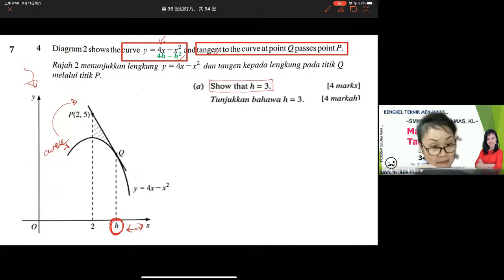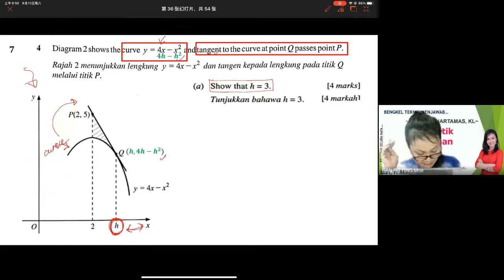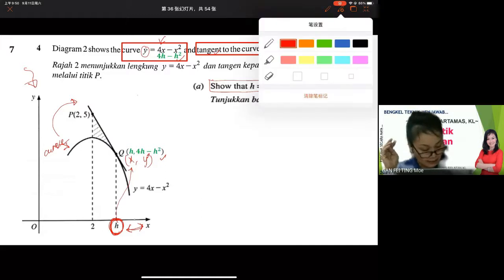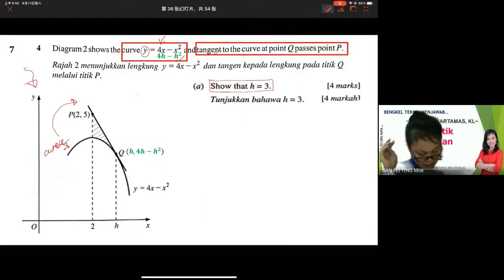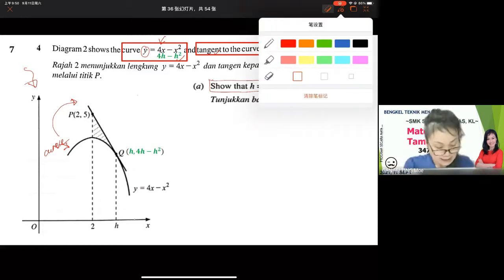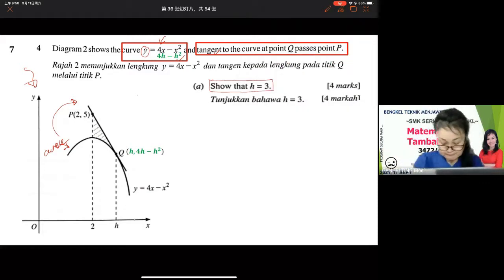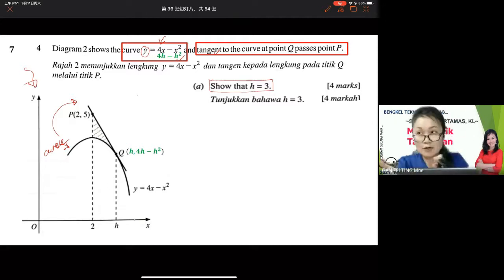When you tell me derivative, when you tell me differentiation, I assume that you don't have problem in doing your differentiation. So what am I going to do? From the curve, first of all, I have the coordinate here by writing it as H, which is the coordinate, X comma Y. The X is H, and the Y is this that I sub into here. I hope that you don't have problem in naming the coordinate in terms of H. Right. Now we continue.